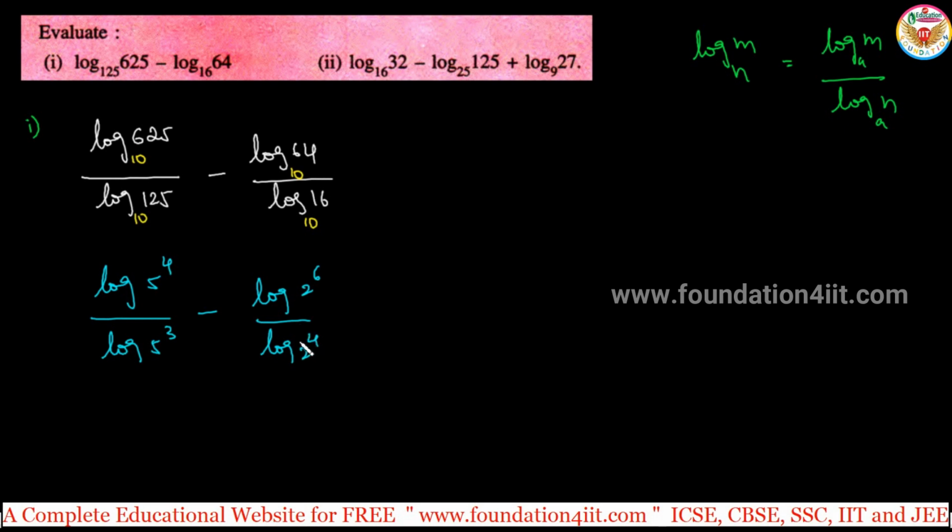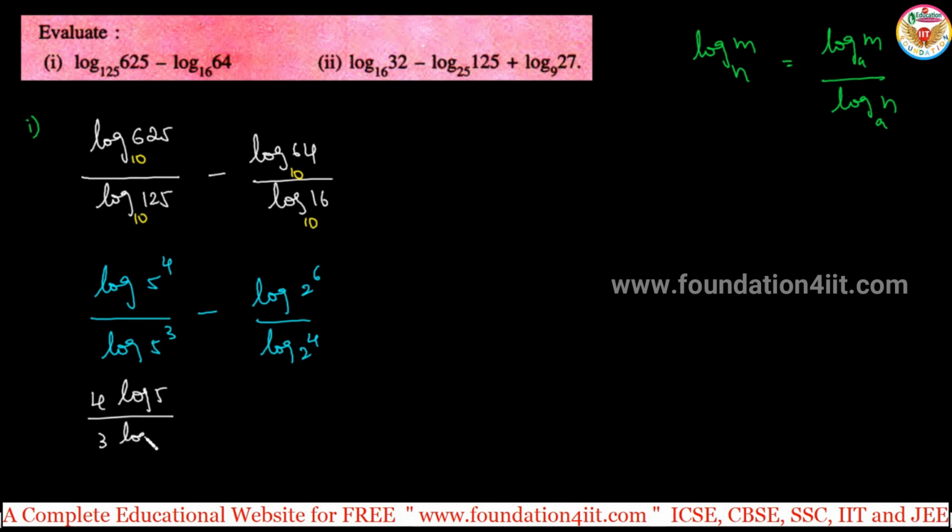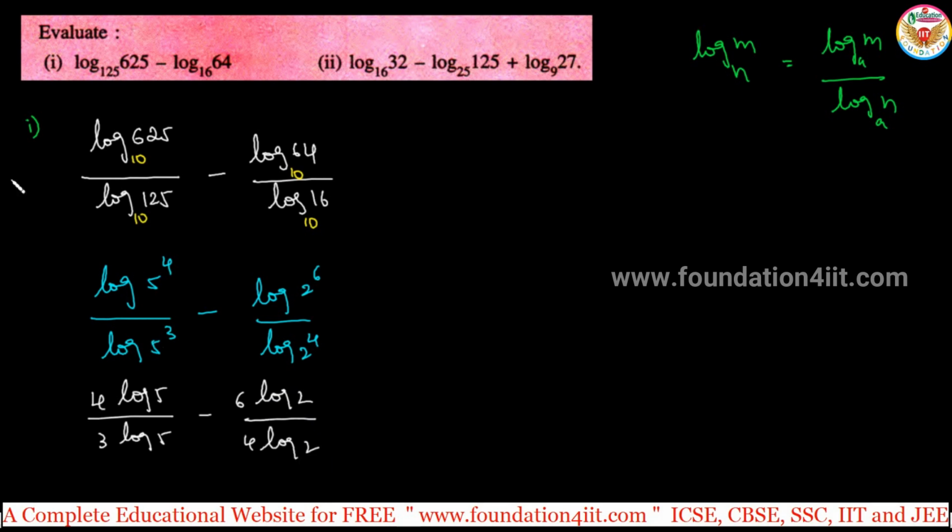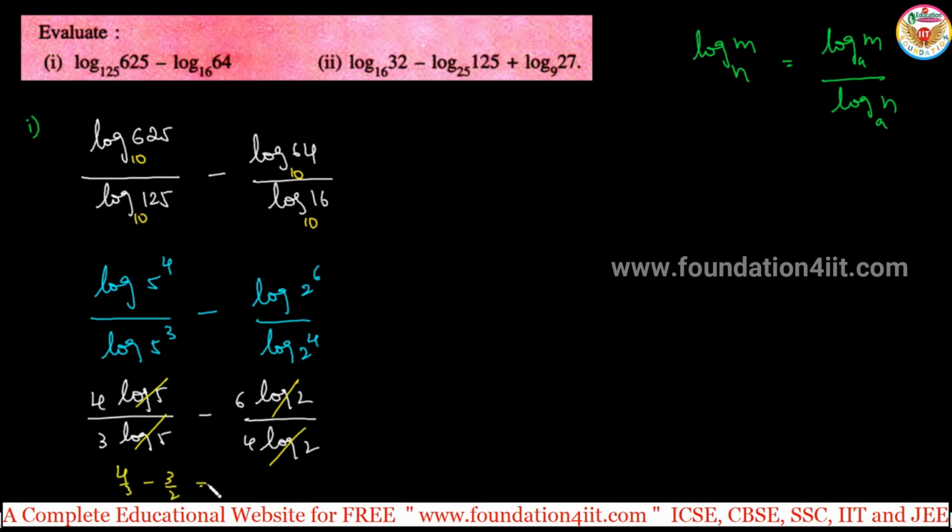We can use the power rule. To use the power rule, the 4 you can keep in front. So 4 log 5 by 3 log 5 minus 6 log 2 by 4 log 2. You can cancel log 5 with log 5 and log 2 with log 2. Finally, 4 divided by 3 minus 3 divided by 2. That simplifies to minus 1 by 6. Right? This is the way to evaluate.